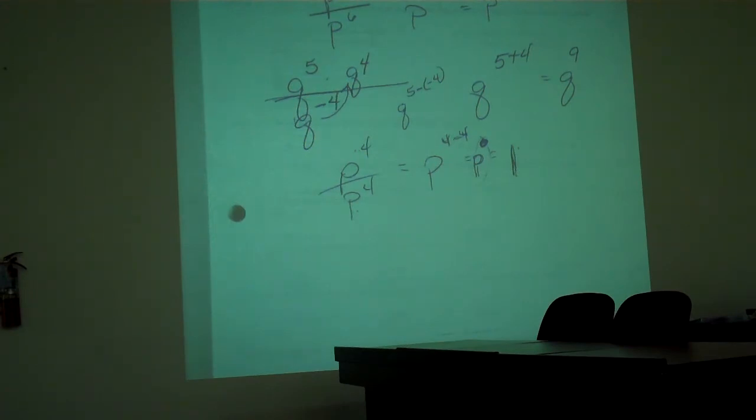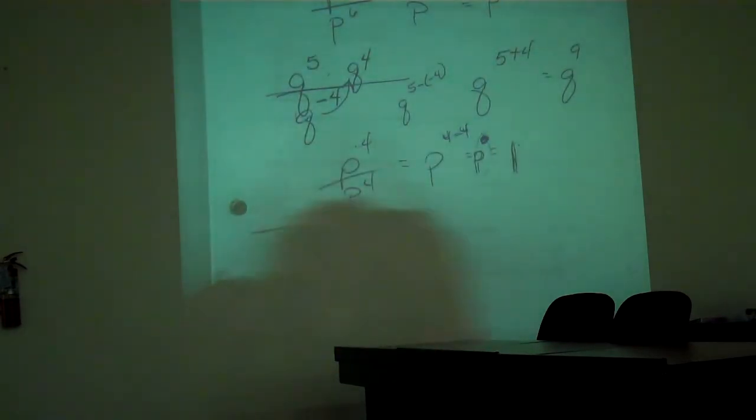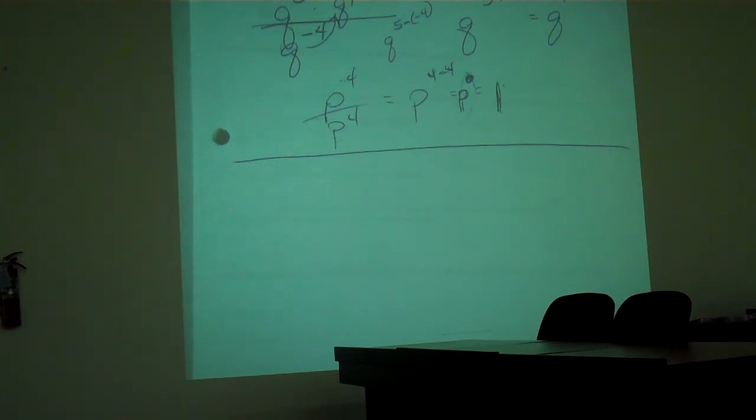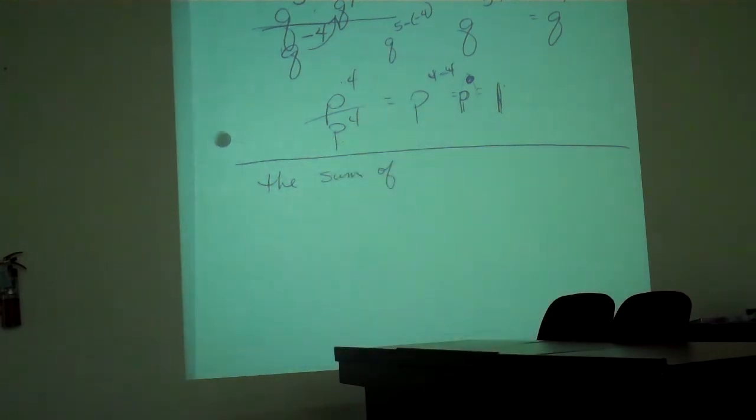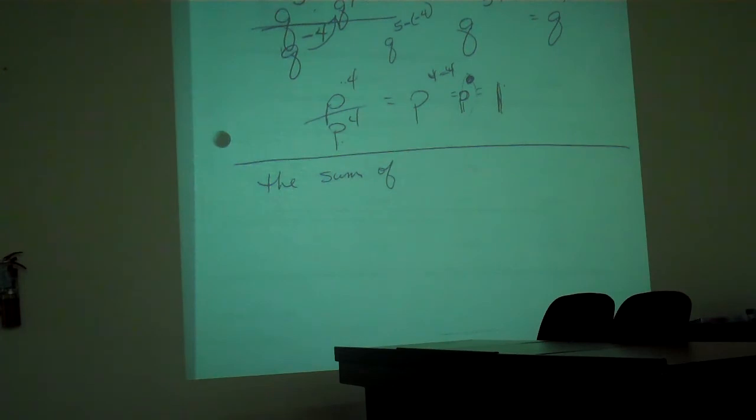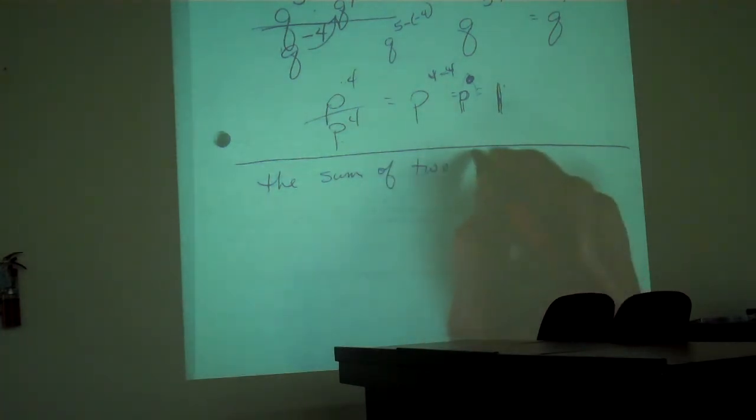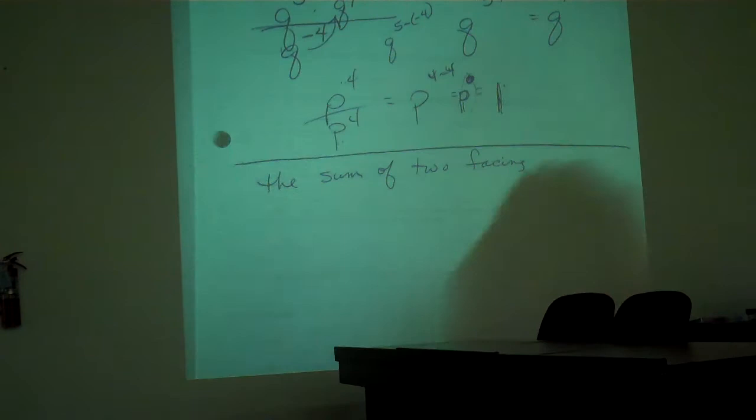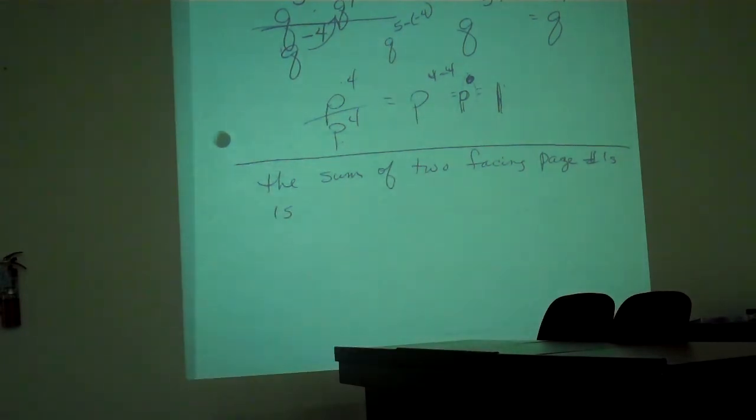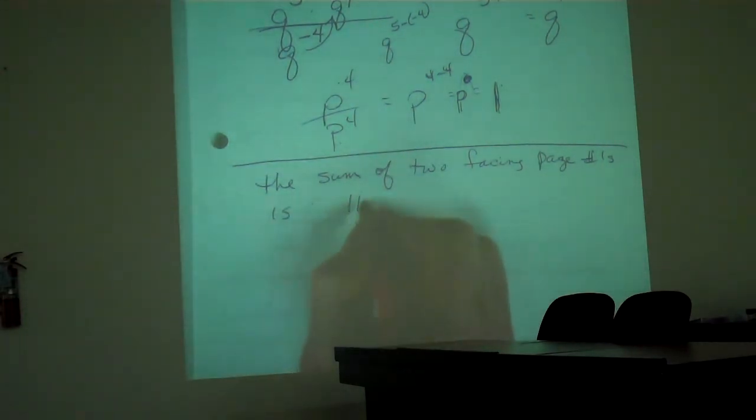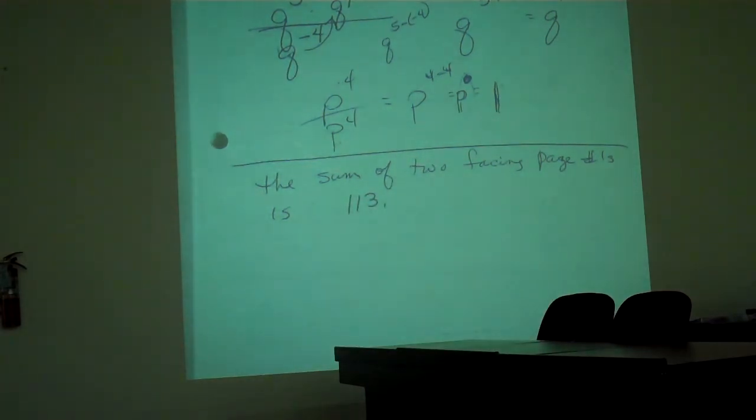Okay, there's a little bit of skills maintenance, the sum of the page numbers on facing pages of a book. Let's go over that real quick before we go into 4.2. That was one of the things that was on the test. Some people got it, some people didn't. Let's do something other than the one that's right here. Let's say the sum of 2 facing page numbers, okay? That means they're consecutive, right? Is 113. Okay, what are the page numbers?